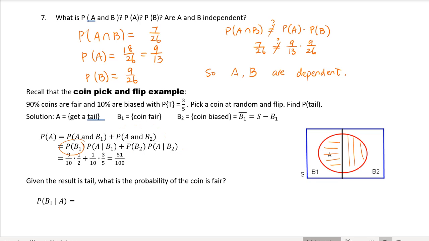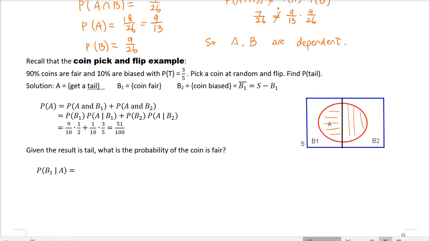P of B1 are the fair coins. We have 90%, so we have 9 over 10. And if we pick a fair coin, the probability of getting tail is 1/2. And then P of B2, 10%, so 1 over 10. P of A given B2: if we pick the biased coin, the probability of getting tail is 3/5. So that's why we get 51 over 100. Okay, so this is what we did before.